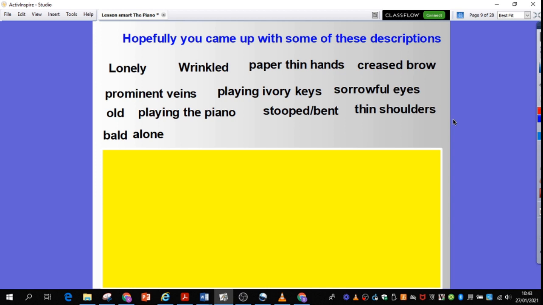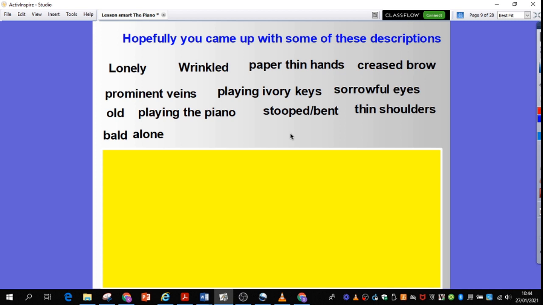He was wrinkled, he was old, his hands were paper thin, you could see the veins right the way through them, and the veins were quite prominent as well, they stood out quite a bit, which tends to happen as you get older. So he had a creased brow, his brow was furrowed with creases when he was concentrating playing the piano, and he was playing the ivory keys of the piano. He was playing them quite gently as though he was caressing them. His eyes were full of sorrow, so I put he had sorrowful eyes.